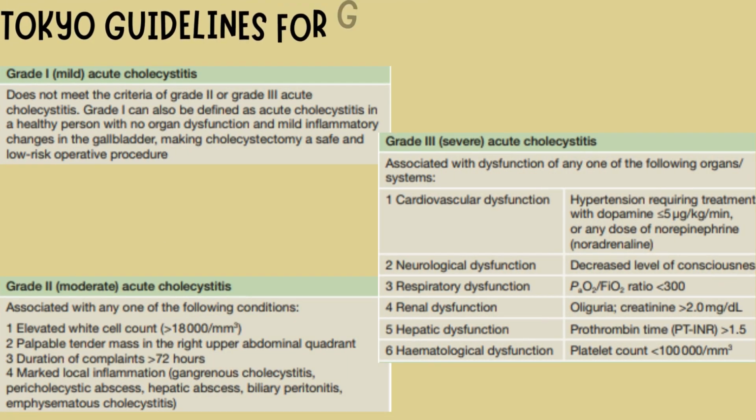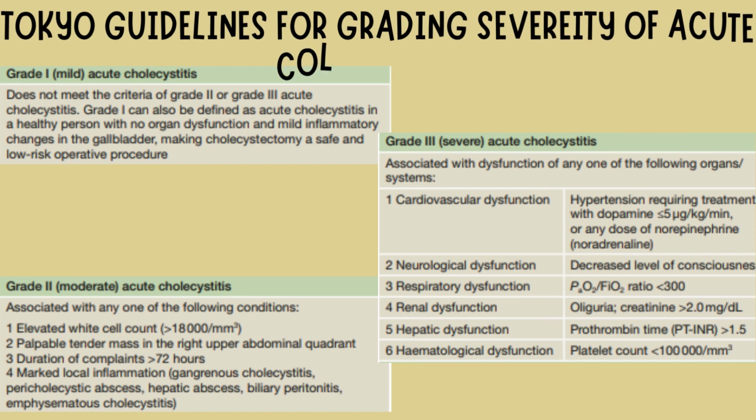So here are the Tokyo guidelines for grading the severity of acute cholecystitis. Grade 1 is mild acute cholecystitis, in which there are no grade 2 or grade 3 criteria of acute cholecystitis. A healthy person with no organ dysfunction or mild inflammatory changes in the gallbladder, making cholecystectomy a safe and low-risk operative procedure.